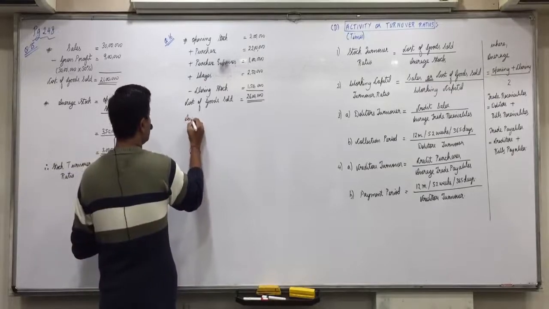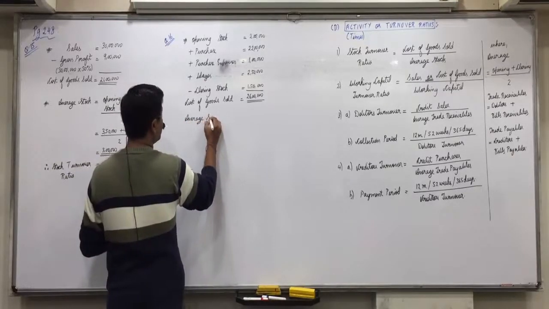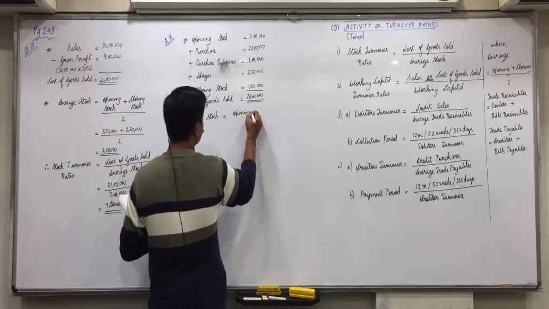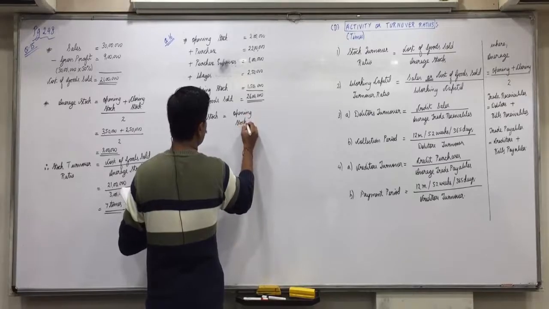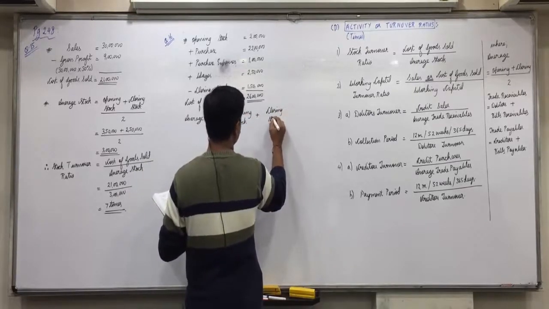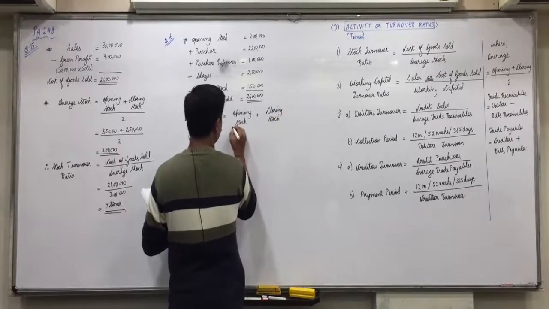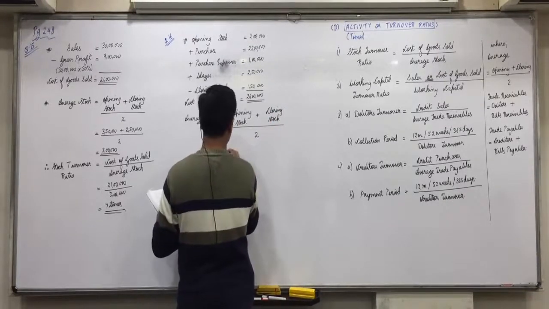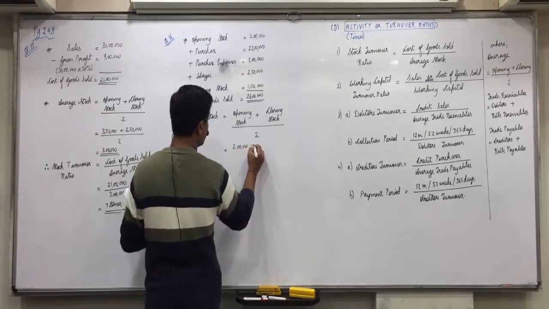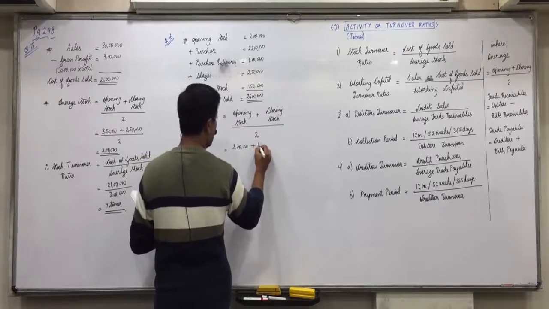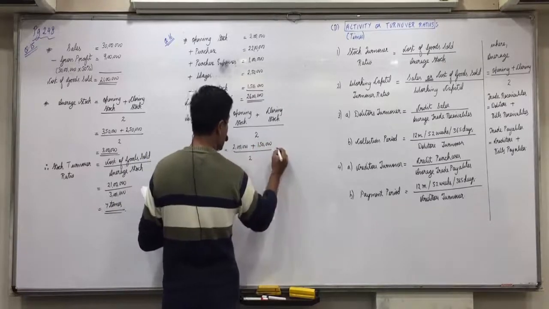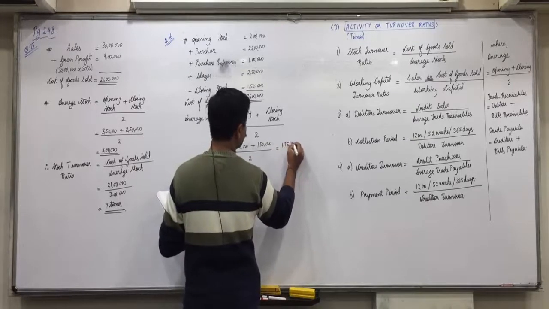So average stock is equal to opening stock plus closing stock divided by 2. Means 2 lakhs is opening stock plus 1,50,000 is closing stock, 3,50,000 divided by 2, 1,75,000.